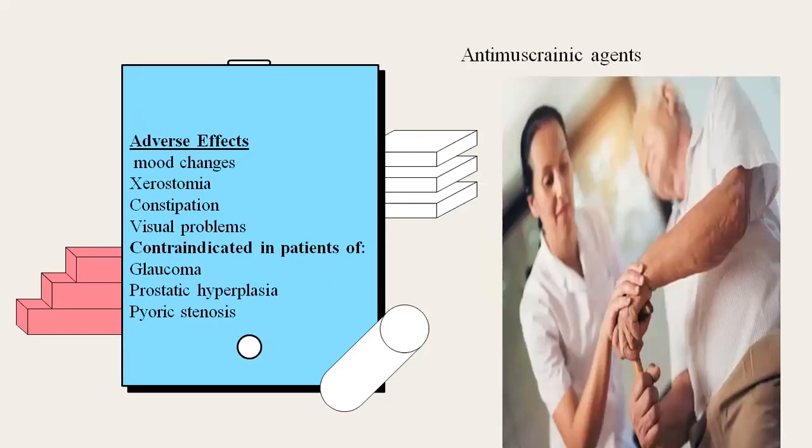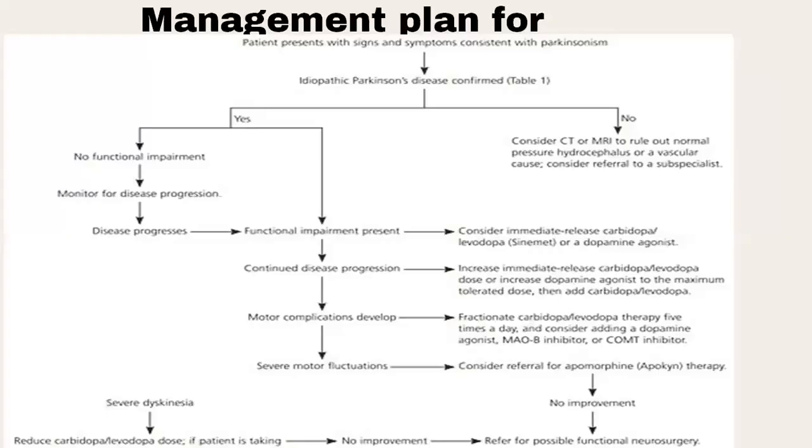Adverse effects sare muscarinic wale honge, like mood changes, xerostomia, constipation, visual problems. And the contraindications are also the same as for anti-muscarinic agents, for example glaucoma, prostatic hyperplasia, pyloric stenosis. So this is how we basically treat the patient of Parkinson disease.